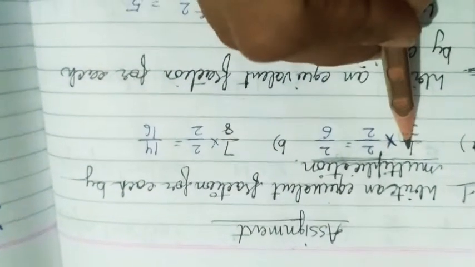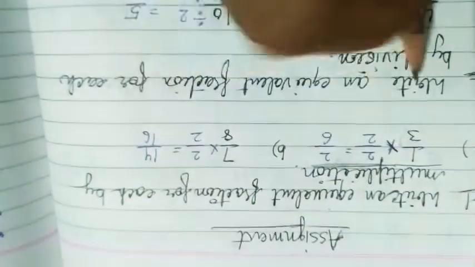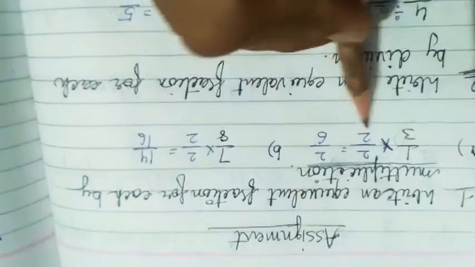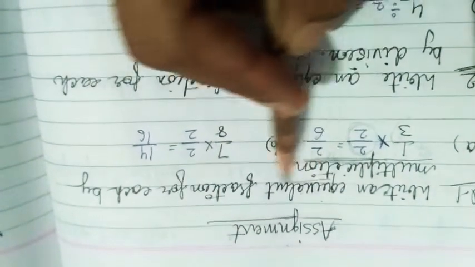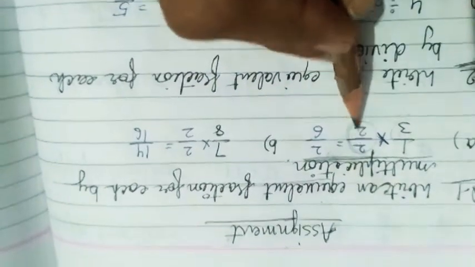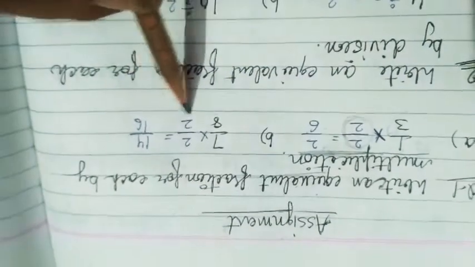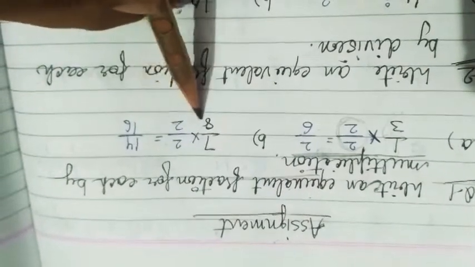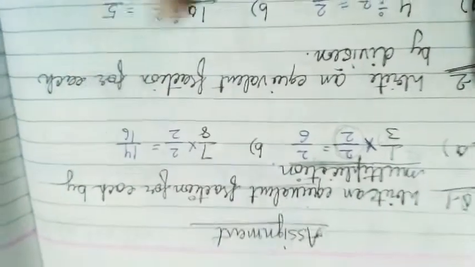If you are taking 1 here, if you start from 1, then the answer will be 1 by 3 only. That will remain the same, so we will start from 2. Any number you can take here to find an equivalent fraction using the multiplication method. So I am starting with 2 only. 2 1s are 2, 2 3s are 6. Same here, in part B, we have taken 2 only. 2 7s are 14, 2 8s are 16. So this is the equivalent fraction using the multiplication method.